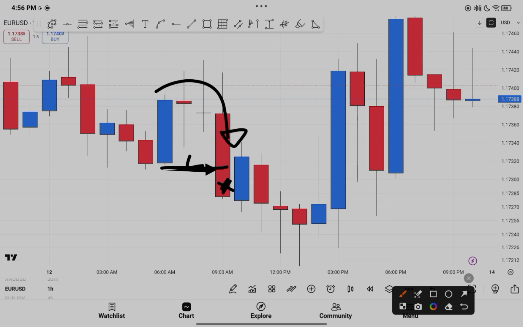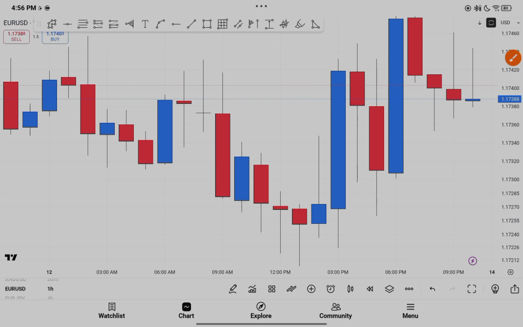A bearish shift, a bearish shift, a bearish shift. Okay, so now the next question we are going to ask ourselves is, what if the candle didn't break above the high or the low of the candle that we are anticipating? It simply tells us that the market is actually doing what?